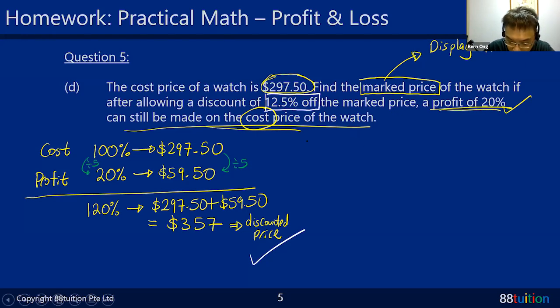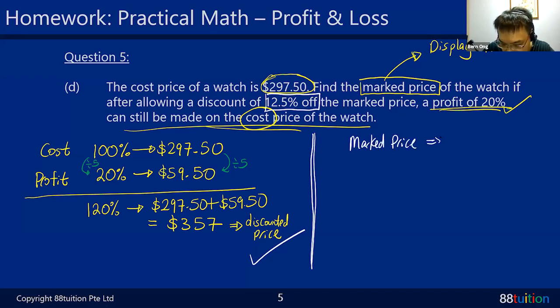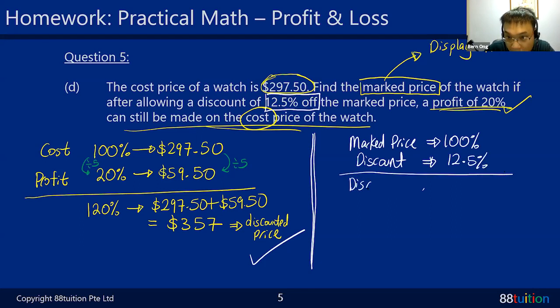So in this case, you have to look at the second layer. There's something called the mark price. The mark price is 100%, that's the display price. The shopkeeper gives me a discount of 12.5%. That means the discounted price will be 100% minus 12.5, which is 87.5%. This is your discounted price.